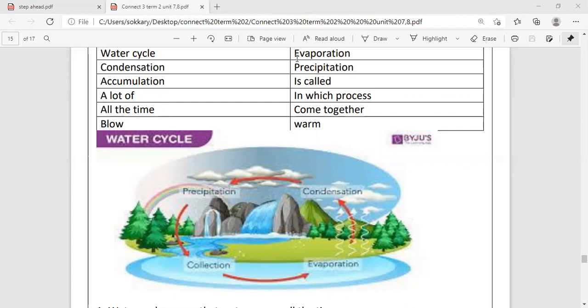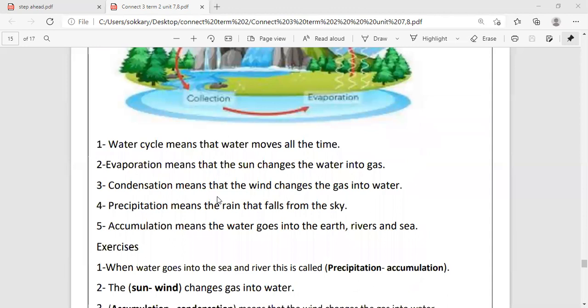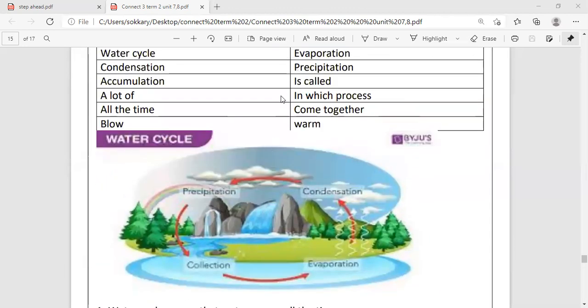It's easy, students. Precipitation means the water that falls into the ground. Yes, Ahmed Atiya, say precipitation. When the water falls down. When the water falls on the ground. It's okay. Yes, Omar, can you tell me accumulation?